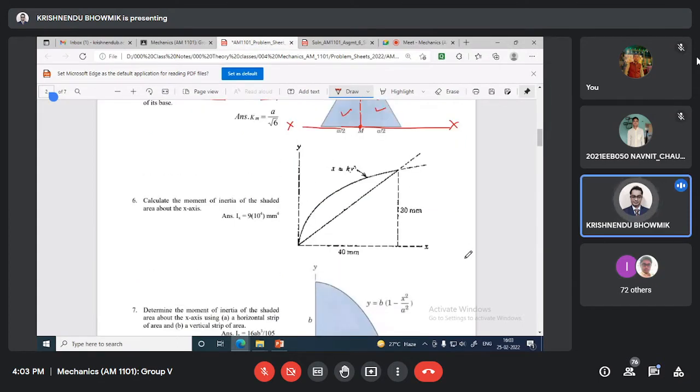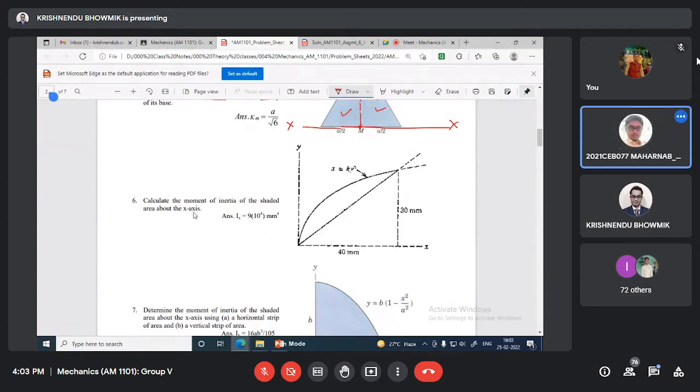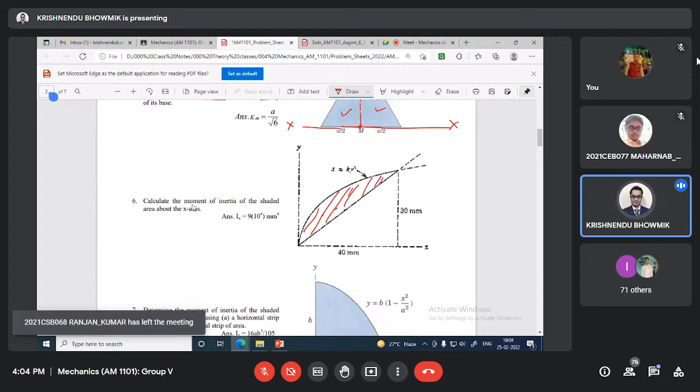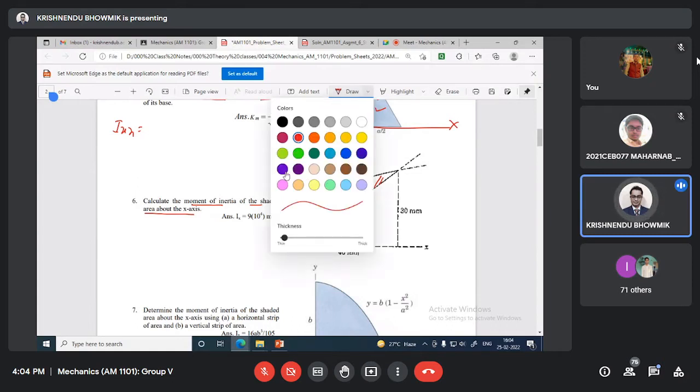You have to calculate the moment of inertia. And what's the shaded area? Oh yeah, the shaded area is this. The moment of inertia of the shaded area about the x-axis, so Ixx you have to calculate. Let me change the color.